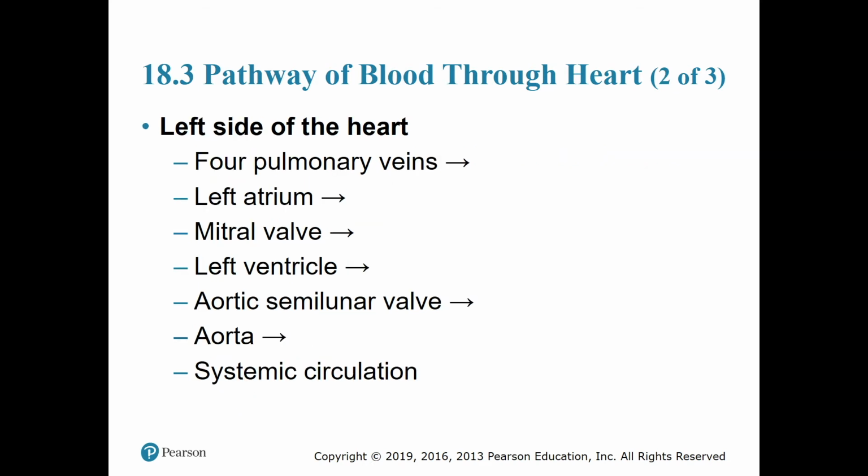On the left side of the heart, from the lungs, oxygenated blood comes back via the four pulmonary veins into the left atrium, through the mitral valve, into the left ventricle. There's the aortic semilunar valve between the left ventricle and the aorta, and then the aorta is going to bring it to systemic circulation.